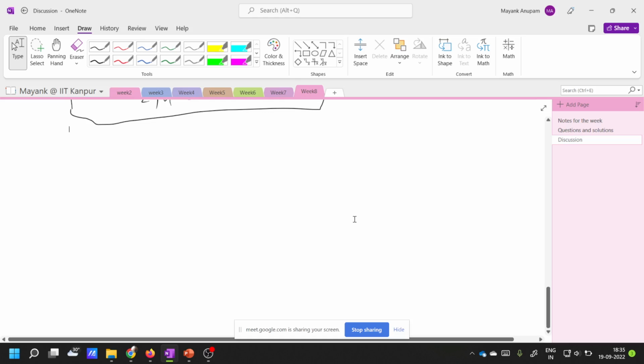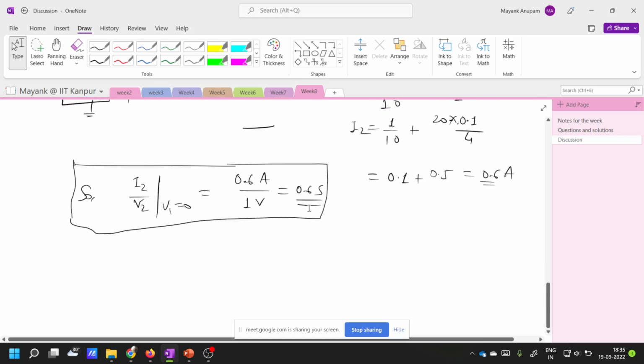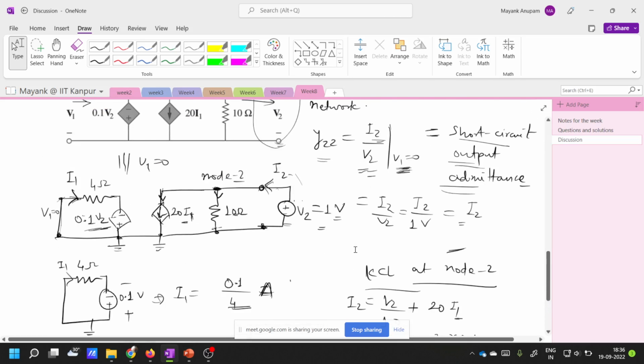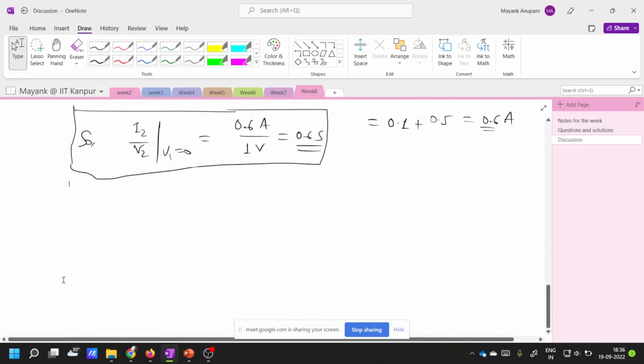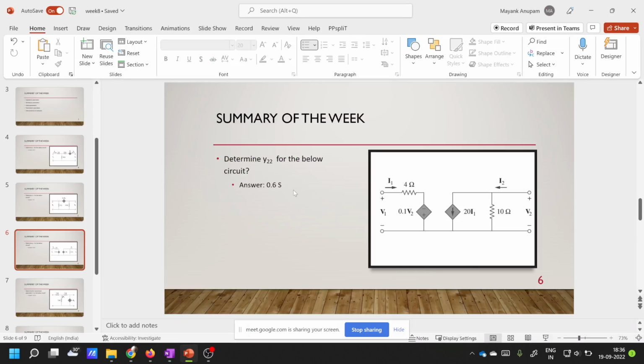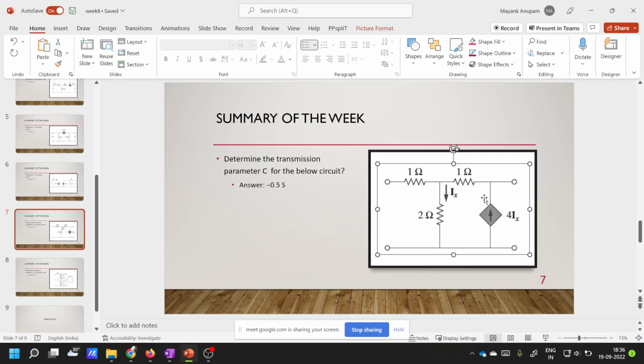So this is the answer in this case. It is equal to 0.6 Siemens. Fine. So any doubt in this question? Hello, any doubt in this question? Because no response means there is no doubt. Fine, so let's go ahead. Let's move to the next question. So this is 0.6 Siemens. Fine, let's go on to the next question.